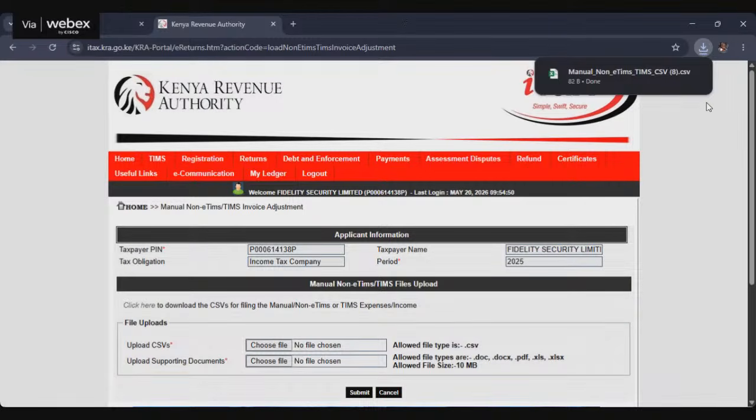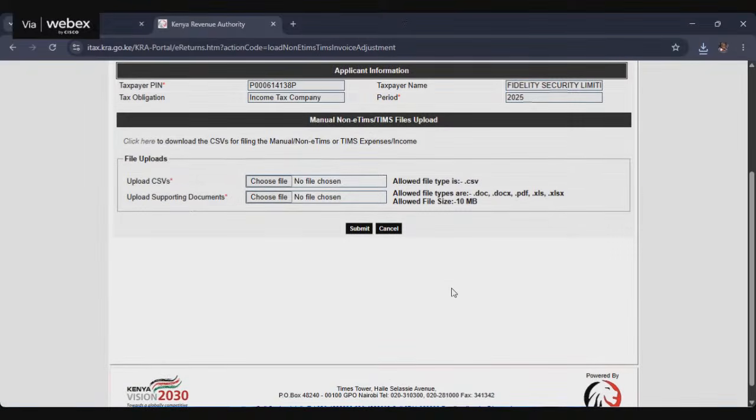So that Excel is what will be required to put all your details. Then once you have put all the details, there will be a portion for putting the PIN. I will take you through the Excel later. So you put the supplier's PIN. Where you don't have the PIN, it is not mandatory. So you put the total in that Excel, then you save as a CSV, then you attach.